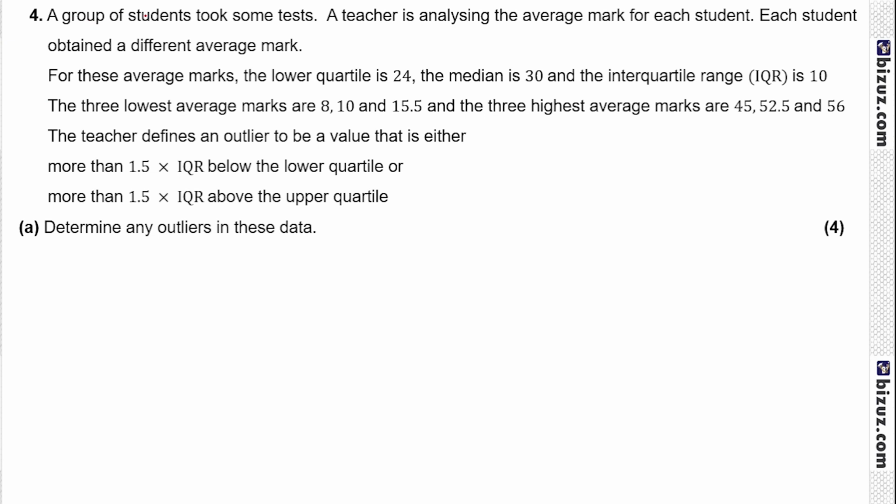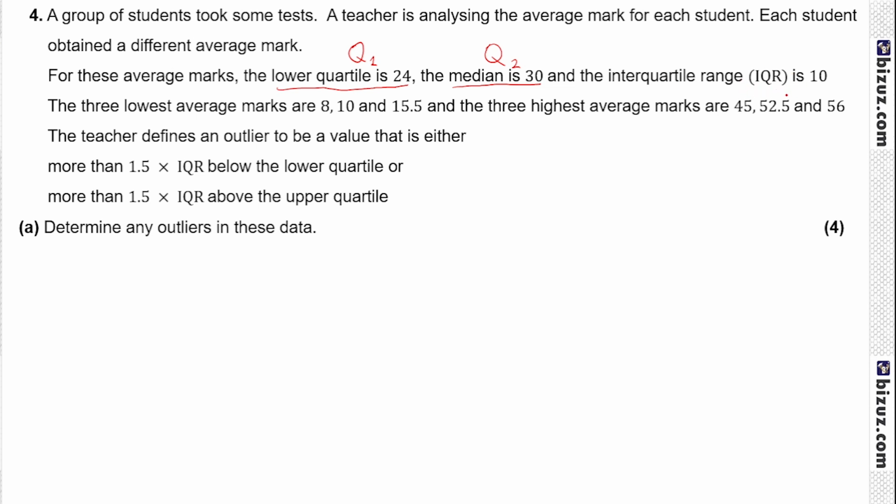Question number 4. A group of students took some tests. A teacher is analyzing the average mark for each student. Each student obtained a different average mark. For these average marks, the lower quartile is 24. So this is the lower quartile, or Q1. I'll label this Q1. The median is 30. So this is the median, or Q2. And the interquartile range, IQR, is 10.